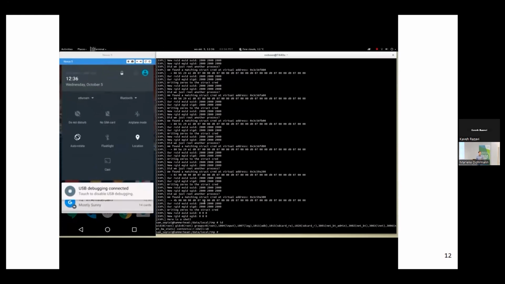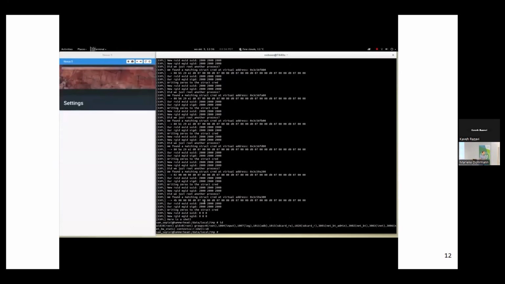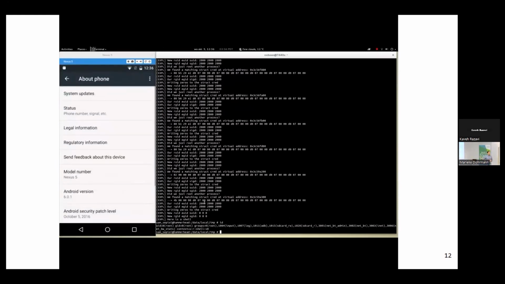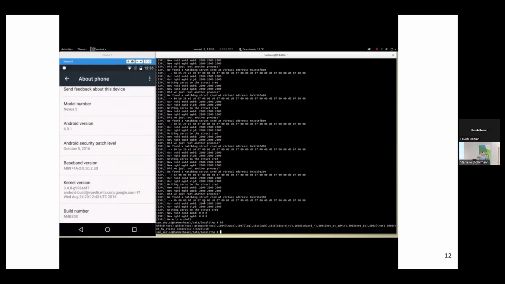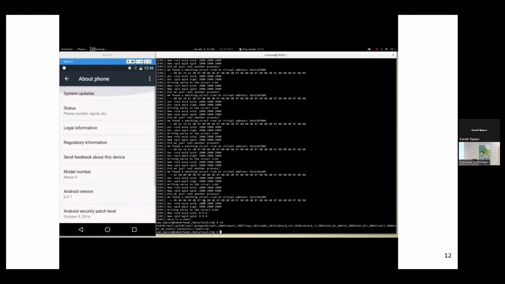So here now we have an app that doesn't have any permissions, right? And essentially, we are using Rowhammer to get root on this phone. So now the rest of this is, of course, just showing the model number, that this is updated and everything, and so on. So this was an attack that we did in 2016.